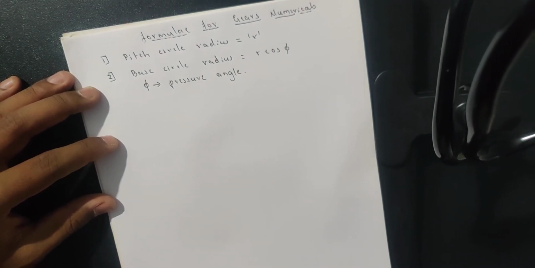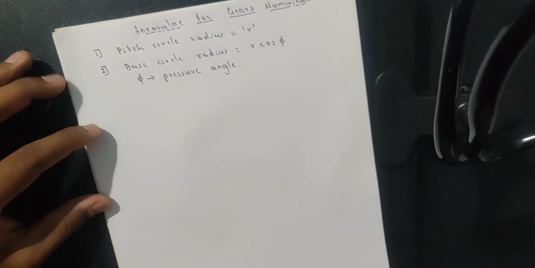So these are the different formulas we need to remember. First we need to remember the pitch circle radius, that will be given as r. Base circle radius is given as r cos phi, where phi is the pressure angle. What is pressure angle? I'll be telling you in the coming classes.